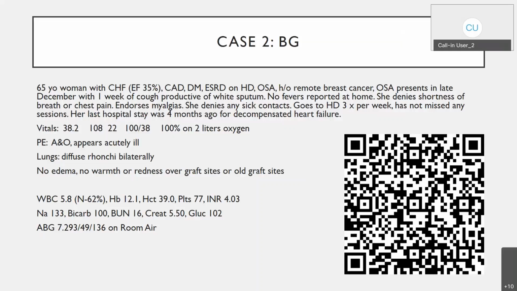Her temperature is 38.2, heart rate 108. She's satting 100% on 2 liters. On lung exam, she has diffuse bronchi. White blood cell count is 5.8, platelets 77, BUN 16, and creatinine 5.5. Remember, she's on dialysis. And her ABG has a pH of 7.29, a PCO2 of 49, and a PO2 of 136.